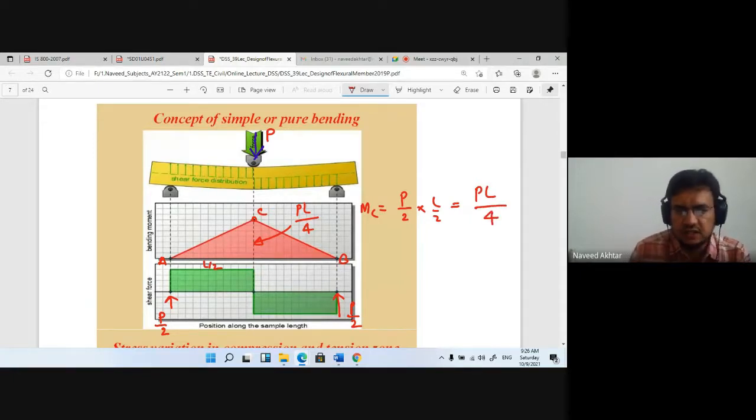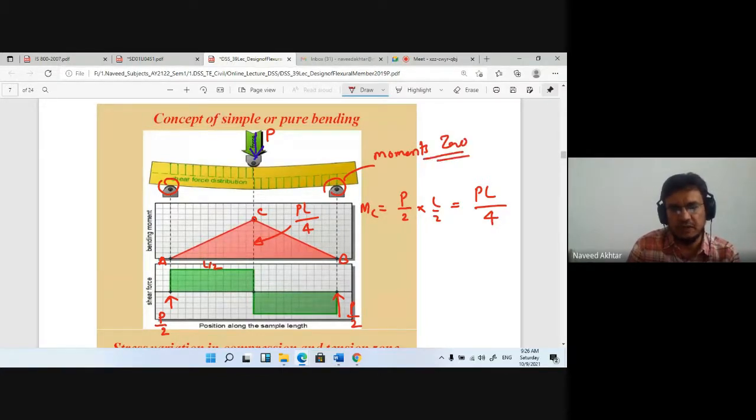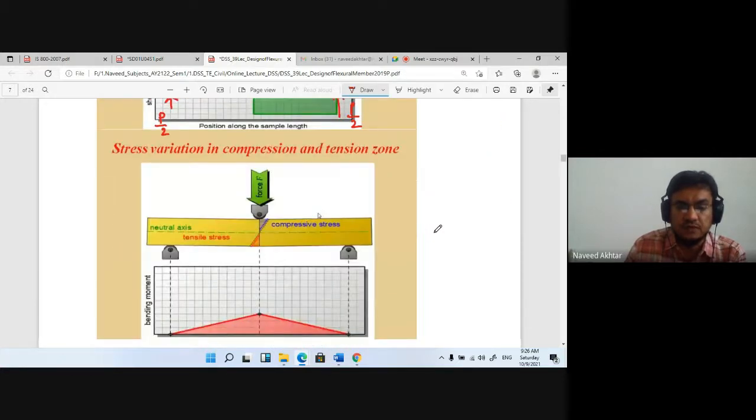Likewise, in the simply supported case, at the ends there is a hinge support and a roller support, so the moments are zero. There is no moment at the ends in a simply supported case. If fixity is there, then end moments are there, but if there is no fixity, and you are designing for the simply supported case, then at the ends there is no bending moment.